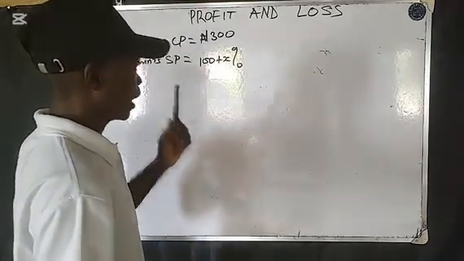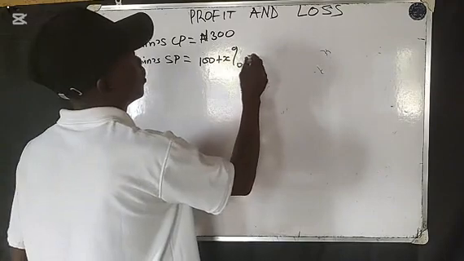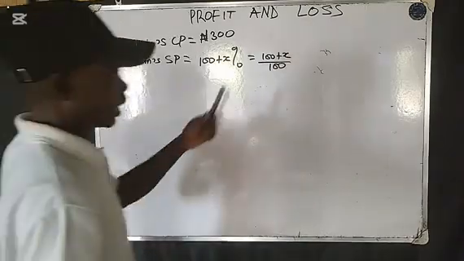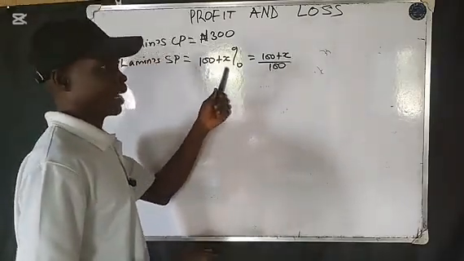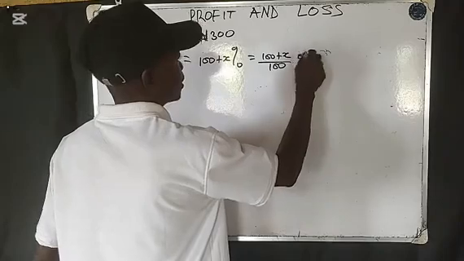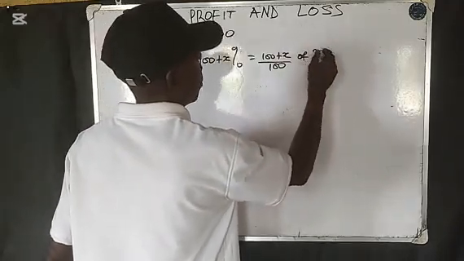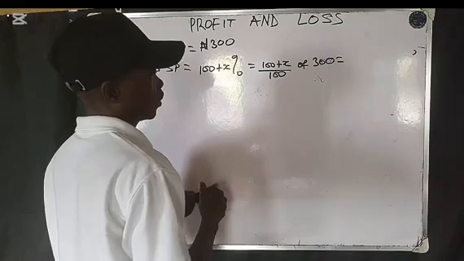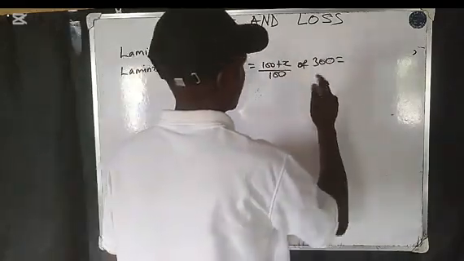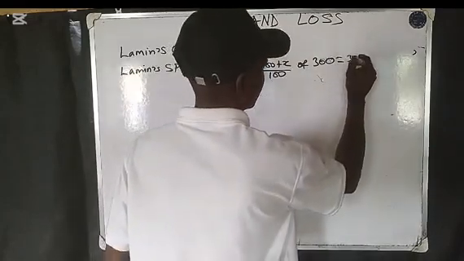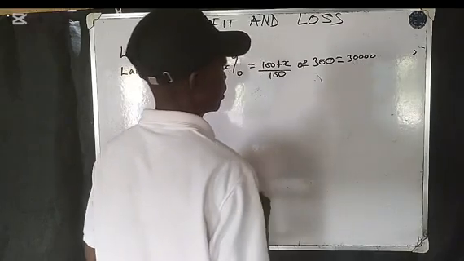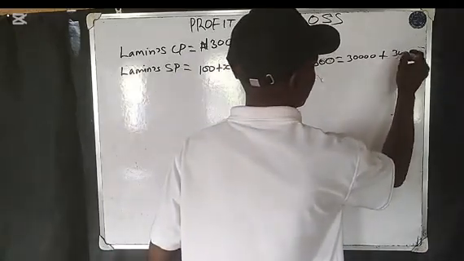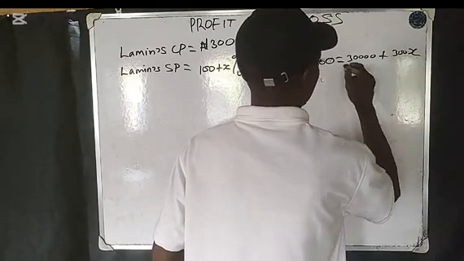100 plus X percent will be 100 plus X over 100, of the cost price. That is the selling price. Now let's try to reduce this: 300 times 100 is 30,000, then plus 300 times X, 300X, over 100.